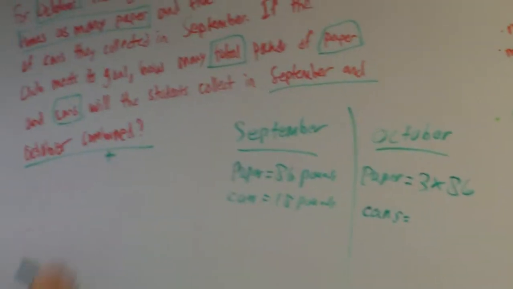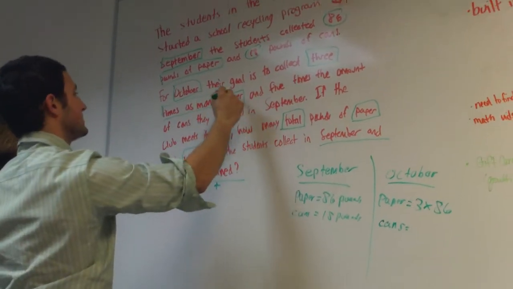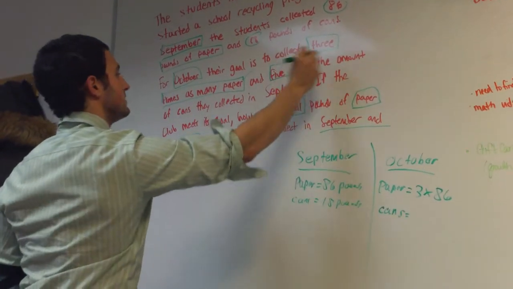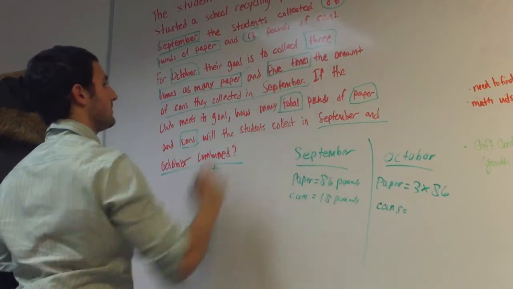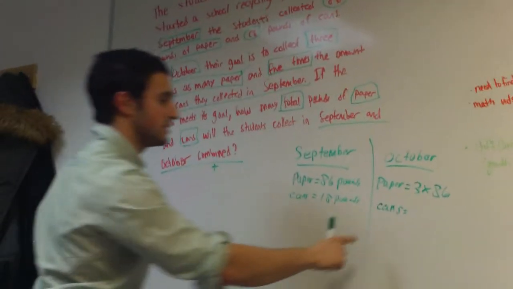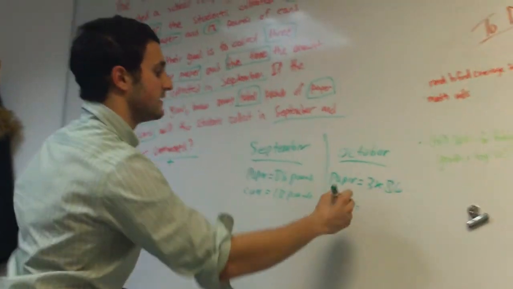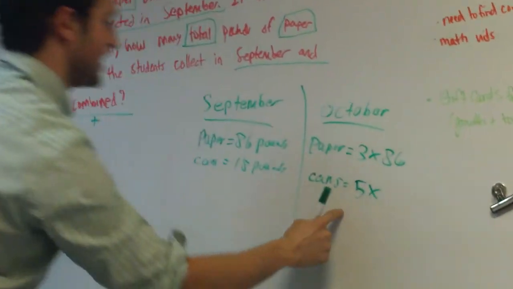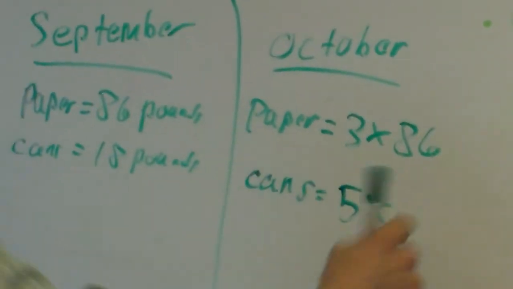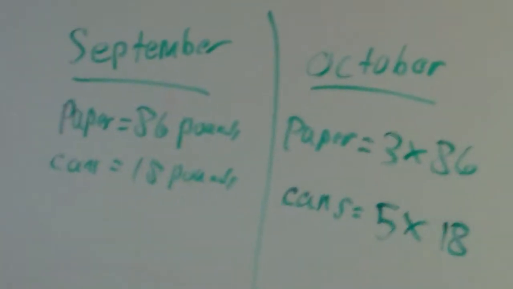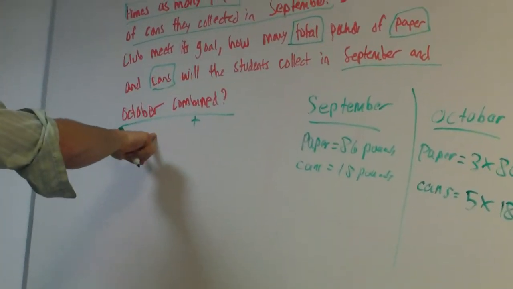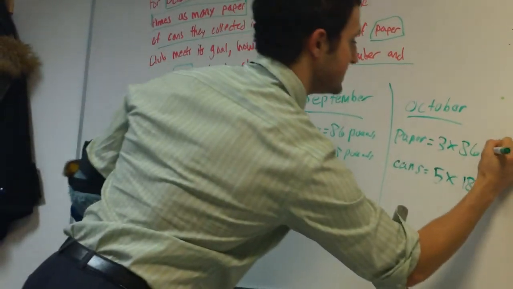I'm not only trying to find out the amount of paper, but also the amount of cans. If we come right back up here, it says for October, their goal is to collect 3 times the amount of paper. Check, we just went over that. And 5 times the amount of cans they collected in September. So I know they're trying to collect more cans in October than they did in September, so I know that I need to multiply again. It says that they're trying to collect 5 times the amount of cans. They collected 18 pounds in September, so I have to do 5 times 18. We're not done just yet because it asks for the total amount collected in September and October combined. So I need to solve these out.